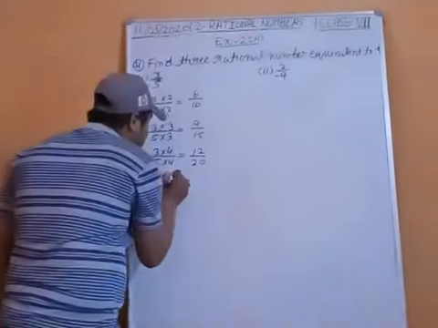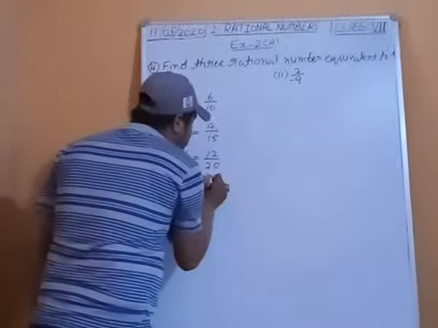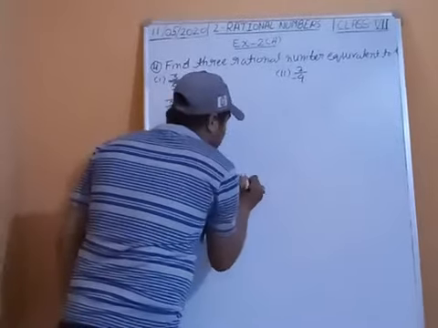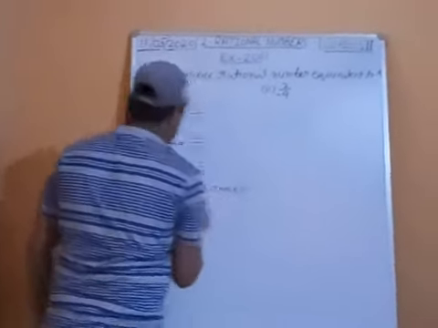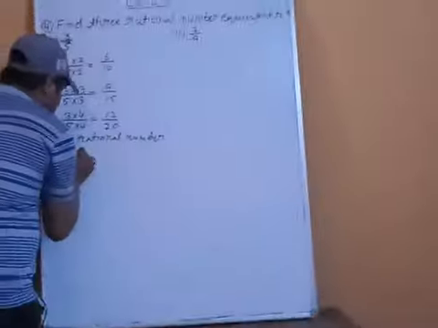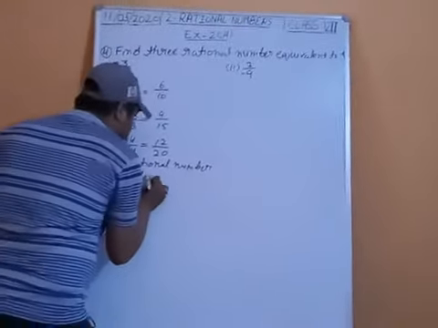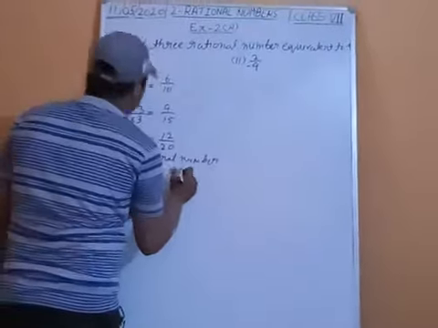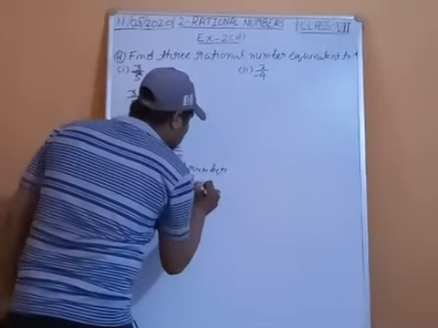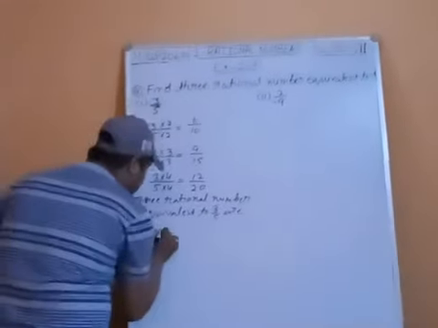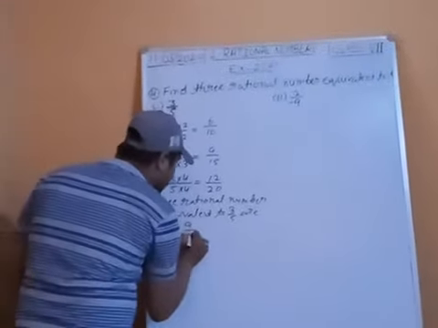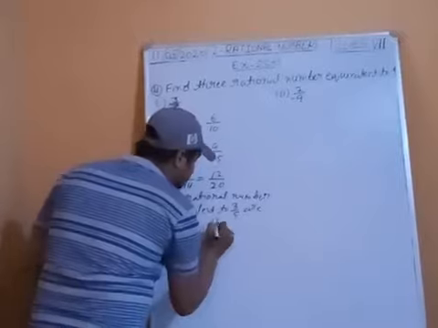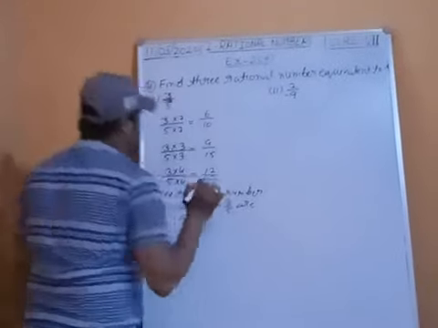3 rational numbers equivalent to 3 upon 5 are 6 upon 10, 9 upon 15, 12 upon 20.